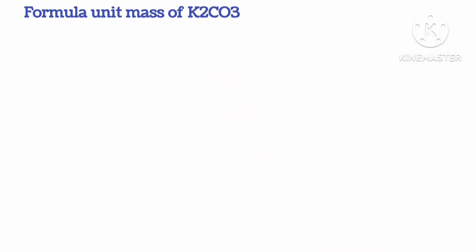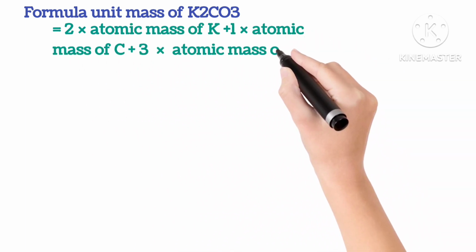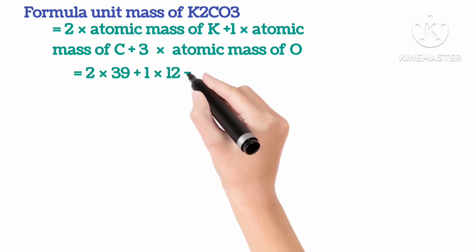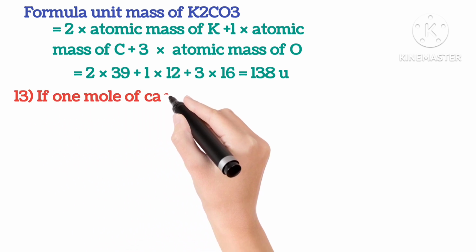Similarly, formula unit mass of potassium carbonate: 2 into atomic mass of potassium plus 1 into atomic mass of carbon plus 3 into atomic mass of oxygen. Writing down the values, we get 138 units.